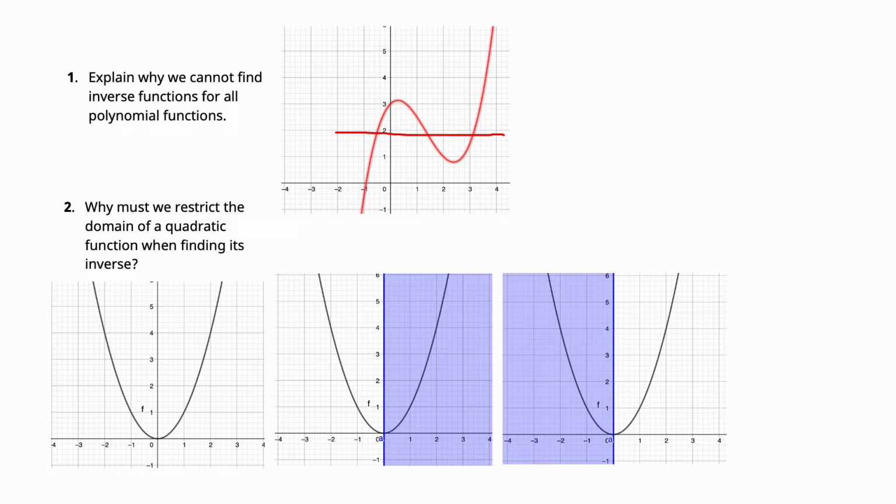Why must we restrict the domain of quadratic functions when we find its inverse? So again, it's not 1-to-1, so we can't have an inverse, because when we go back, then our inverse is not a function. But if we restrict the domain to just one side or the other, so like if I restrict it to the positives, then it becomes 1-to-1 and we can have an inverse. Similarly, if I restrict it to the other side. Now notice that the point here where we're restricting it is the vertex, or the turning point.